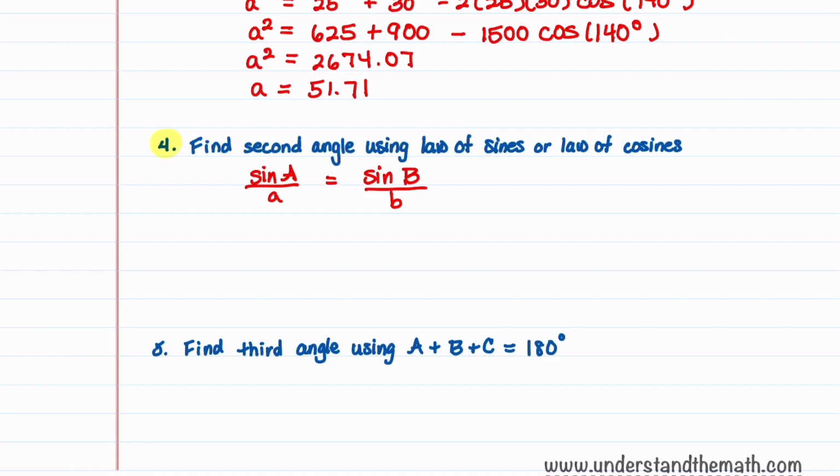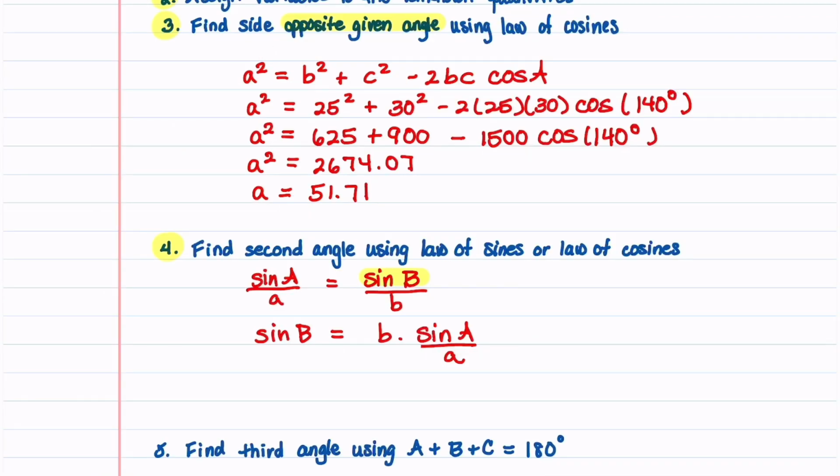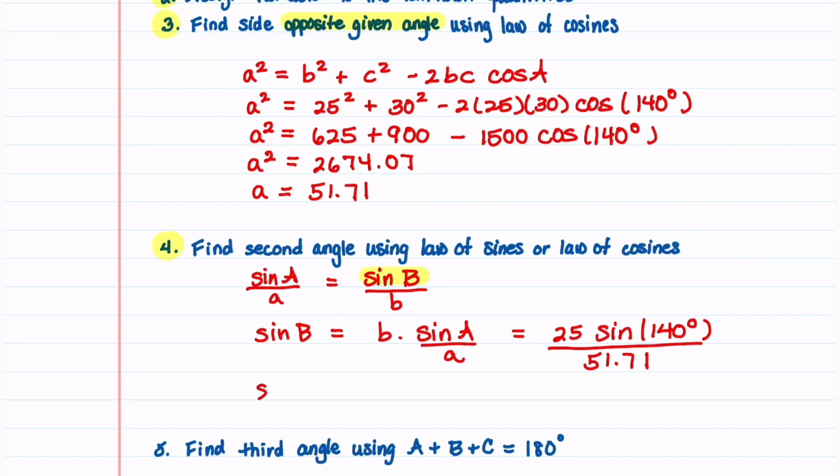We want to find angle B, so we'll solve for sine B first. This gives sine B is equal to b times sine of A divided by little a. Let's now plug in values for these variables. b is equal to 25, and then we have sine of A, which is 140 degrees, divided by little a, which we just found in step 3, and that is equal to 51.71.